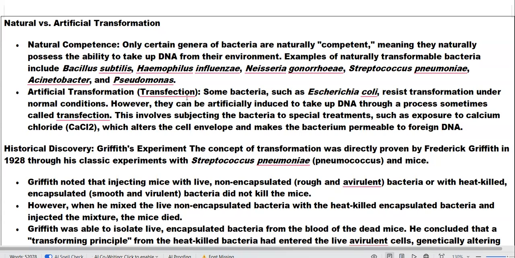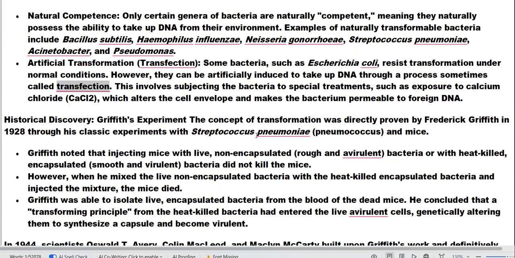Artificial transformation, which we call transfection. Some bacteria, such as Escherichia coli, resist transformation under normal conditions. However, they can be artificially induced to take up DNA through a process sometimes called transfection. This involves subjecting the bacteria to special treatment, such as exposure to calcium chloride, which alters the cell envelope and makes the bacterium permeable to foreign DNA.